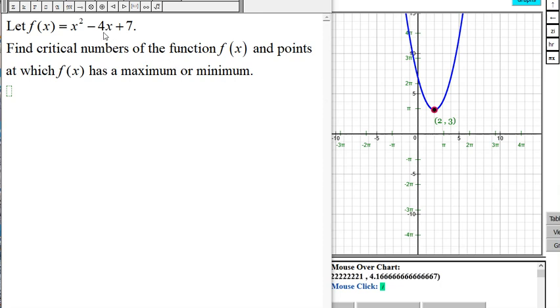And so what we want to do is find the critical points and then verify that the minimum is indeed (2, 3). And so to find critical values or numbers, we take the derivative of f of x.